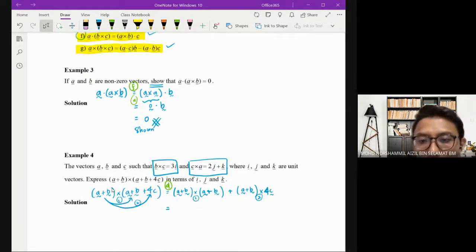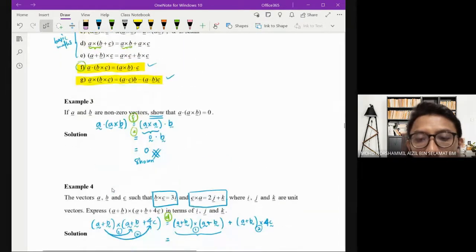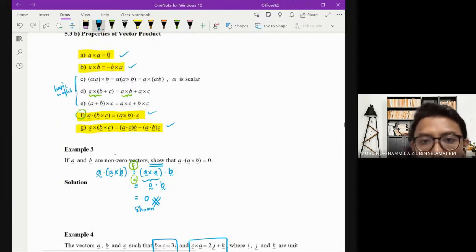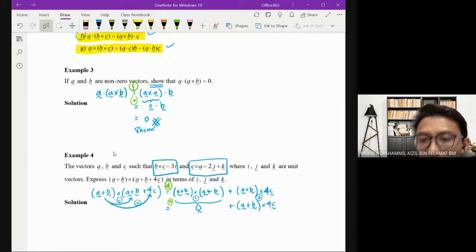Okay. So A plus B cross A plus B. Maksudnya vektor yang sama cross dengan vektor yang sama. So apa jadi? Kita akan pakai yang A kan? Kita akan pakai yang A dekat sini. Bila kita pakai A kat sini, yang ni akan jadi kosong guys. Vektor yang sama cross vektor yang sama, it will be 0 vector. So 0 vector plus, let's simply rewrite this one first.